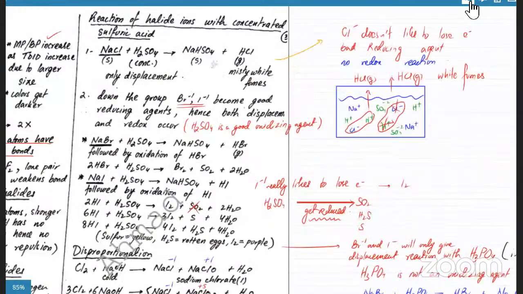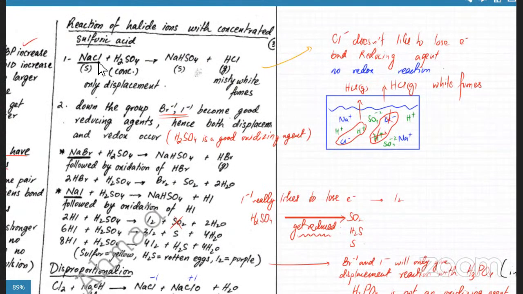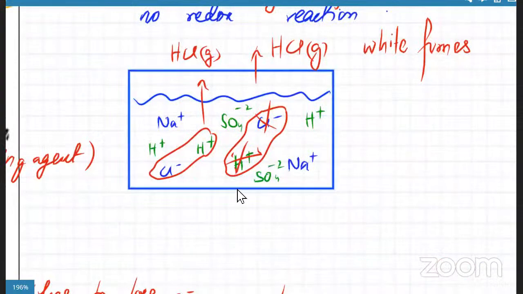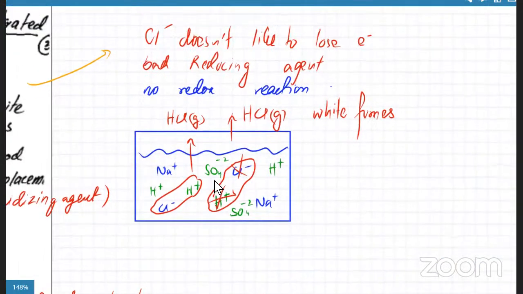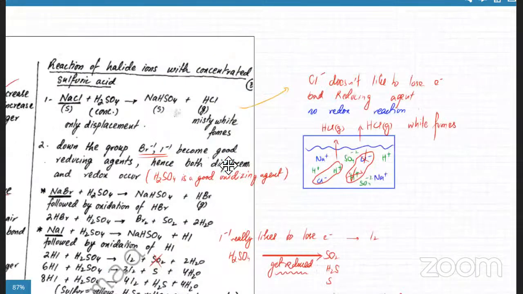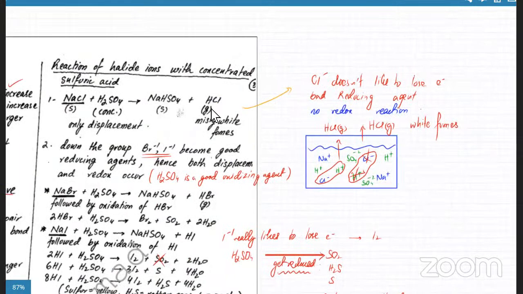So this over here is the reaction. Cl-1 does not like to lose electrons, so with NaCl, there is no redox reaction. Instead, the NaCl and H2SO4 ions get mixed up in water. And because the sulfuric acid is very concentrated, the H+1 gets attracted to the Cl-1 to form HCl gas, and they start forming fumes of HCl gas. What is left in the solution is Na ions, H+1, and SO4-2. So you get a displacement reaction, where NaHSO4 is formed and HCl gas.